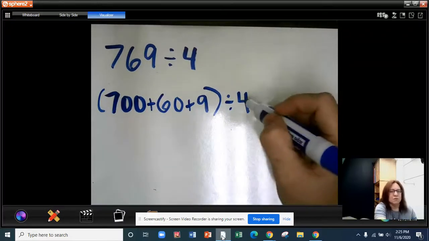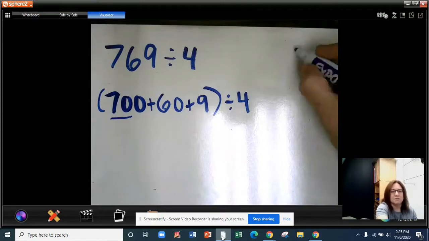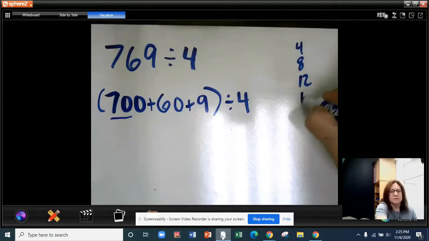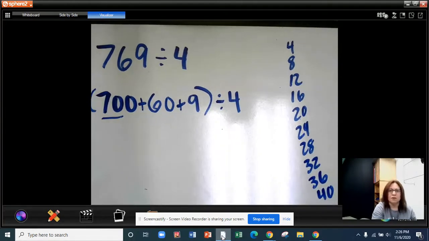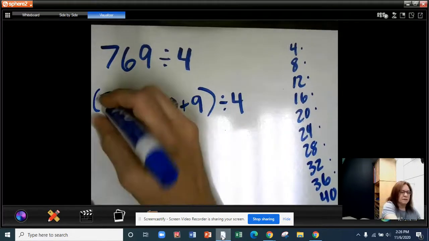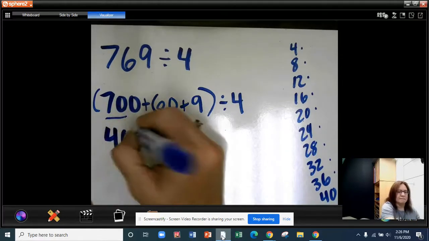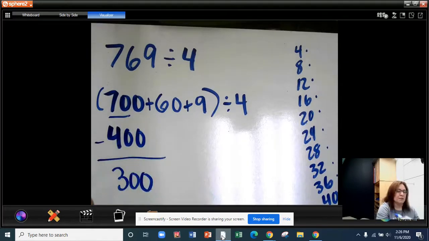How many times does 4 go into 700? Or how many times will 4 go into 70? So I have my multiples: 4, 8, 12, 16, 20, 24, 28, 32. Well, you know what we can do? Instead of keep going on and on, we can do it in parts, right? So this is 1, 2, 3, 4, 5, 6, 7, 8, 9, 10. That would be 400. I can take it away. It gives me 300.